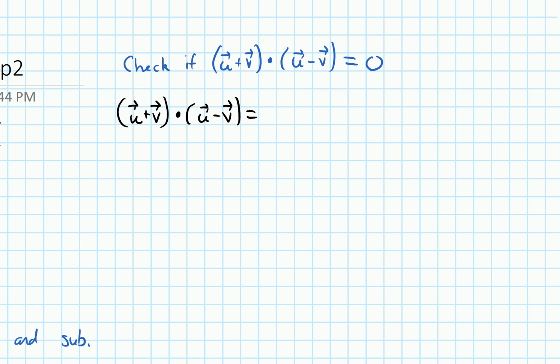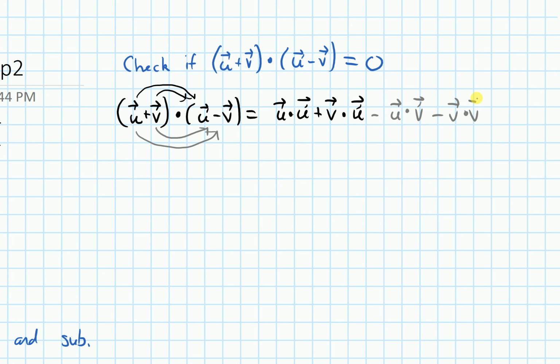So if I do that, first if I distribute u here and then v here, we'll get u dotted with u, and then plus v dotted with u. Now I'm going to distribute them to the next term. So to the minus v, and then this one to the minus v. So if I distribute the u, we'll get minus u dot v. And if I distribute the v to that term, we'll get minus v dotted with v.